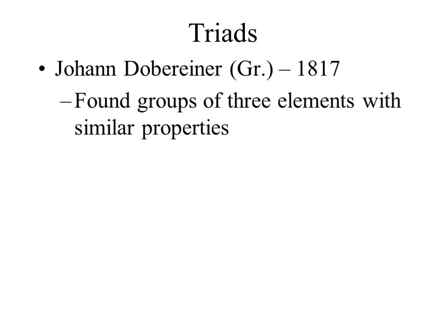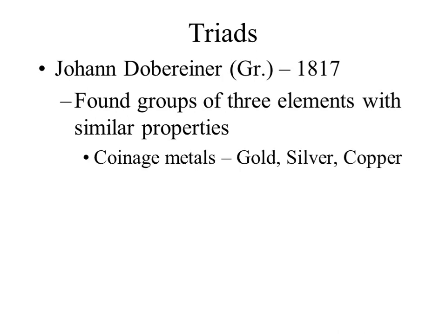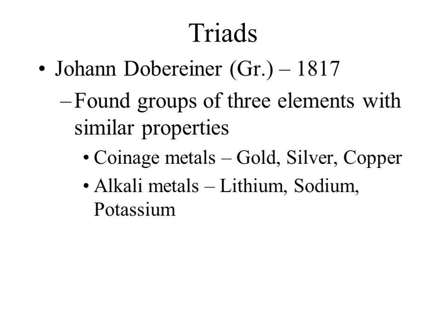Dobereiner noted that there seemed to be small groups of elements, usually 3 elements to a group, that shared similar properties. One example of these groups of 3 was known as the coinage metals: gold, silver, and copper, aptly named because they are often used for currency. The alkali metals, the word alkali coming from an Arabic word referring to the burnt ashes of a particular plant root, and that's where a lot of our alkali or basic substances come from. These refer to the metals lithium, sodium, and potassium.